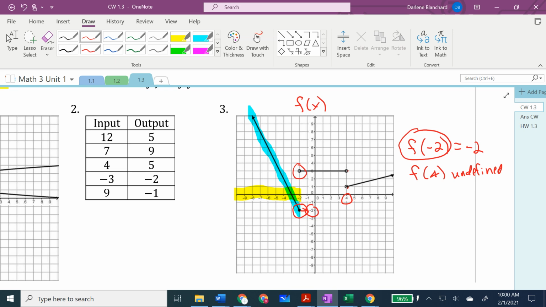Did that bring up enough to remind you of the piecewise defined functions? And anytime you run into a question, make sure you let me know.